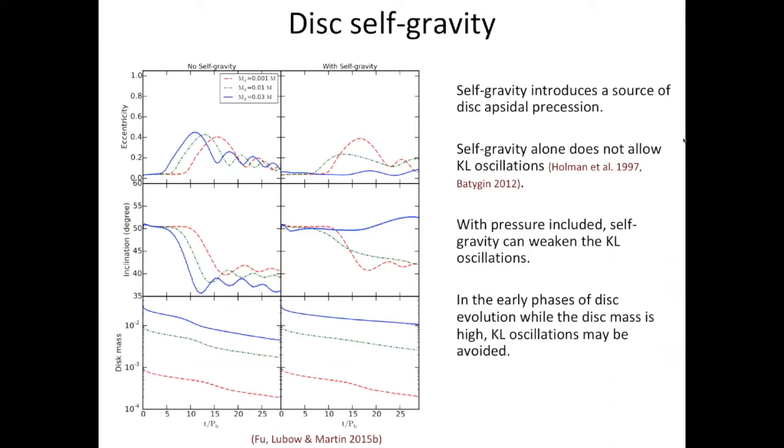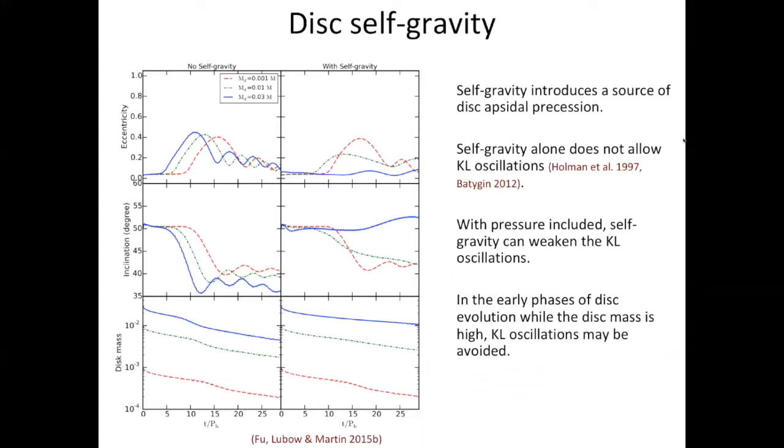If the disk is sufficiently massive to be self-gravitating, then the cosine of oscillations may be weakened or even suppressed. These plots show the eccentricity, inclination, and disk mass evolution for 3 disks of varying mass. The left panel shows simulations without self-gravity, and here we see that all of the disks are undergoing cosine of oscillations. However, in the right panels, we see the effect of including self-gravity.